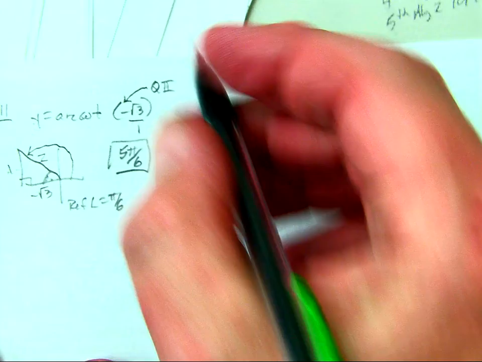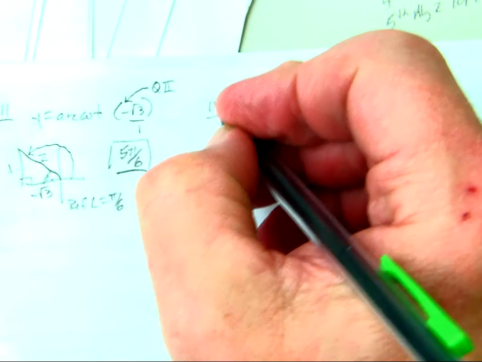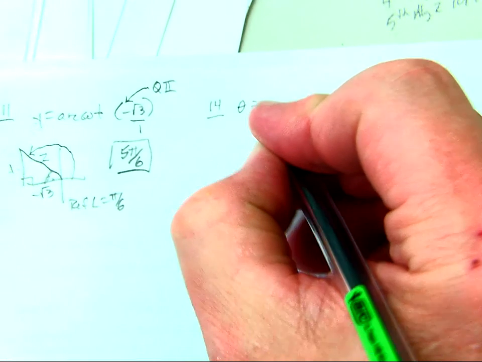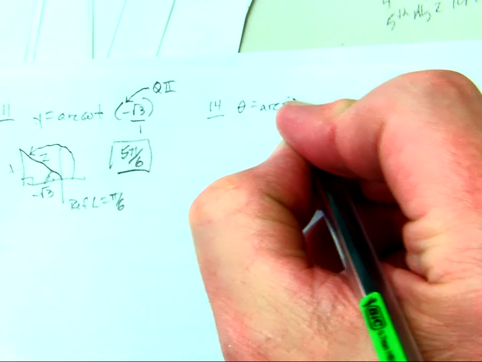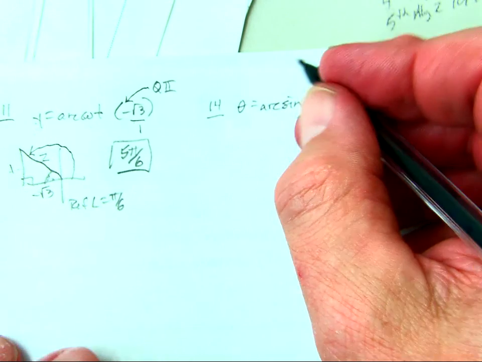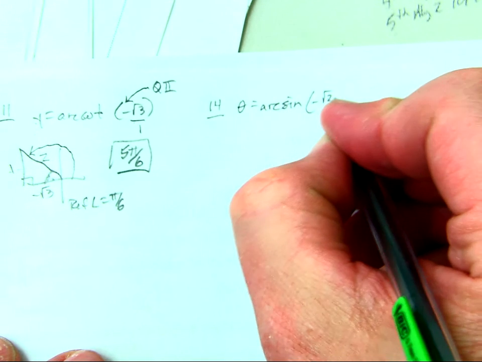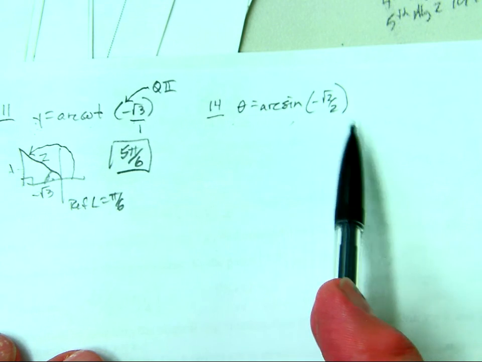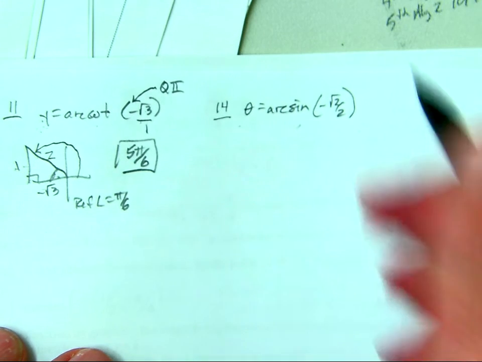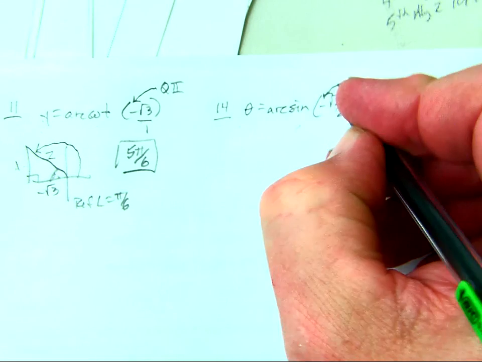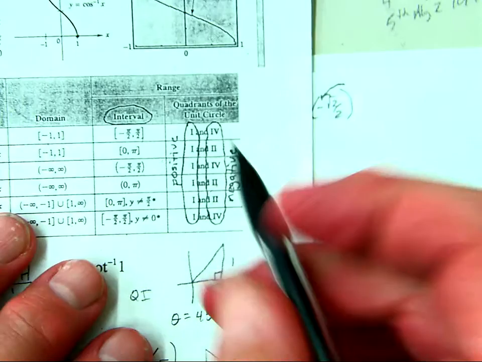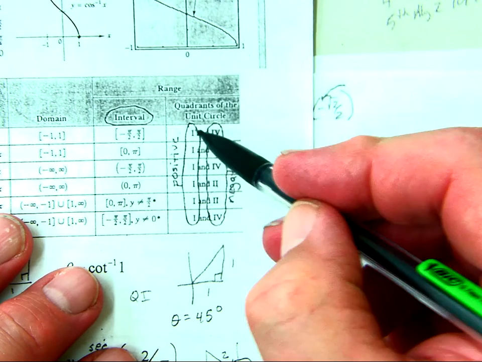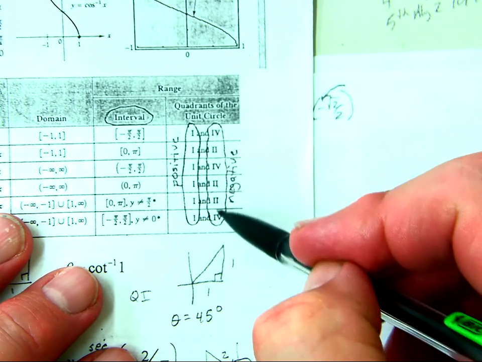If we did one like 14, 14 says theta equals the arc sine. Remember, arc sine is the same as inverse sine. It means the exact same thing. So this says what angle has a sine of negative radical 2/2? Well, again, it's got a negative. If you look at that chart, inverse sine is negative in quadrant 4. Remember right here, they're all positive in quadrant 1. This tells you where they're negative.